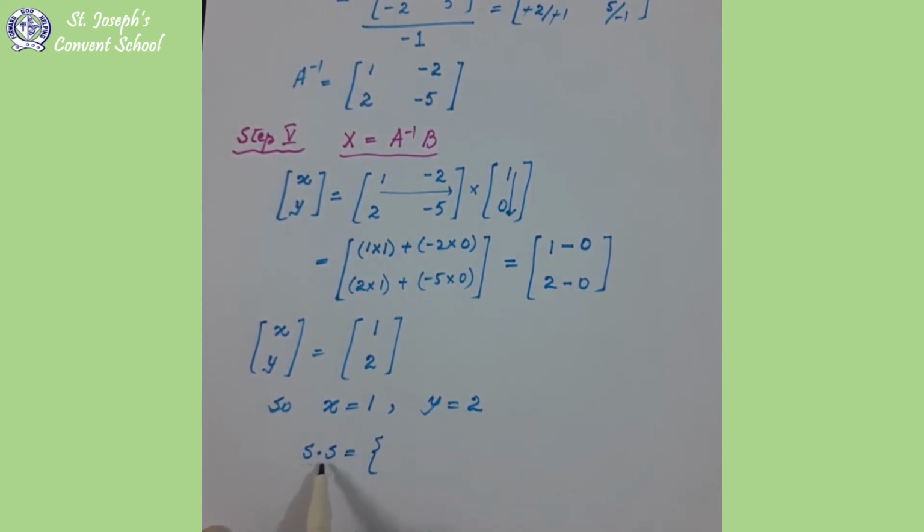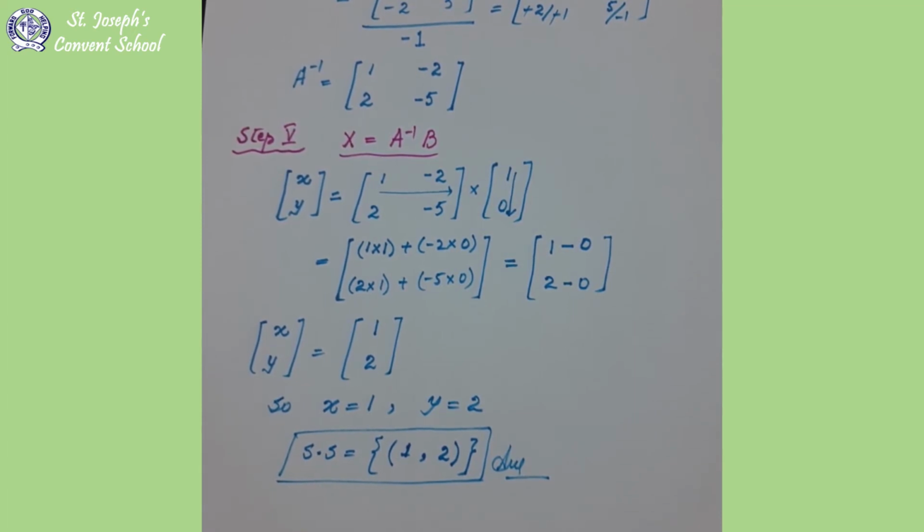SS means solution set equals, double brackets, you write curly bracket, then a small bracket. Always write x first and then y. Close the bracket and curly also. So this is the answer. Solution set. This is the answer. Okay. It's not difficult. Just go step by step, follow the steps, then you can find the answer.